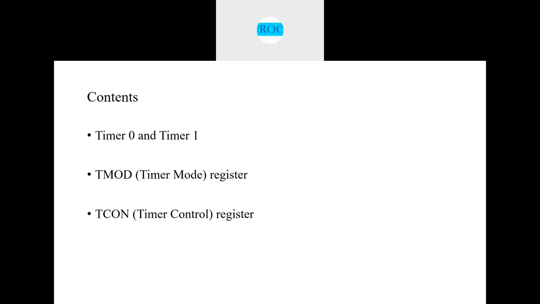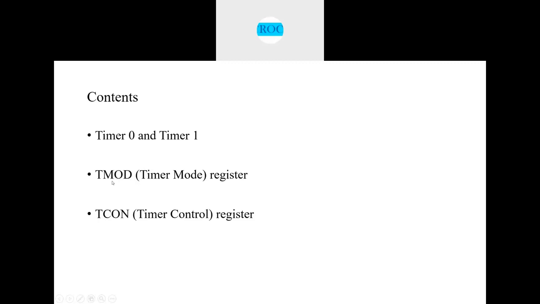Both these timers are 16-bit registers, and each is comprised of two 8-bit registers: TH0, TH1, TL0 and TL1, right? We saw the lower byte and the higher byte registers. And in order to support the working of timer 0 and timer 1, we use two SFRs.